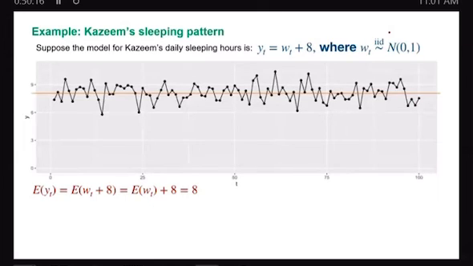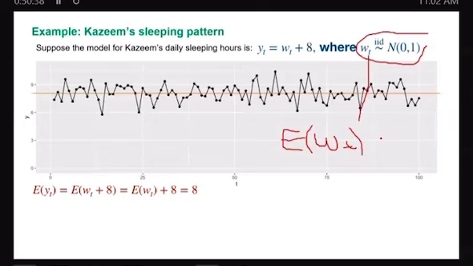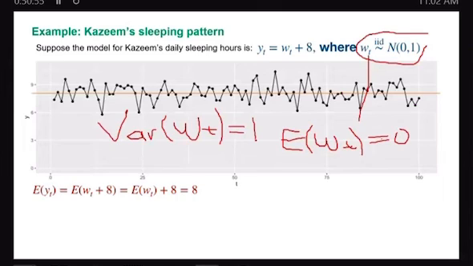Because it's defined here. Look at that. When you see that line, the first value is the mean, which is the expected value of Wt. The second value is the variance. So what this is trying to say is that the expected value of Wt is 0. And the variance of Wt equals 1, based on that specification. Now, you know what you're trying to tell the world? On average, my sleeping hour is that. That's what you're saying based on that model.